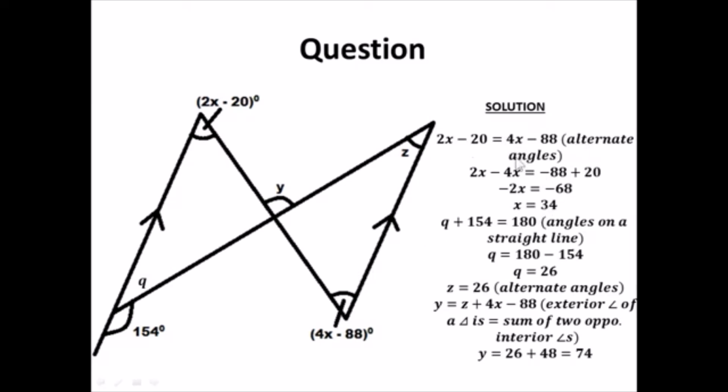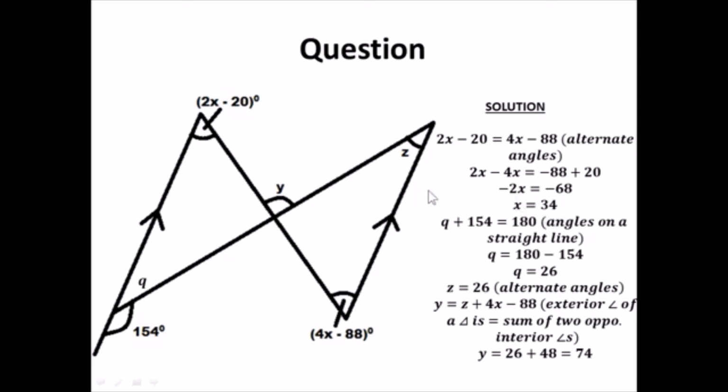Then from there you can collect like terms to find your x. Bring your 4x to this side, you have 2x minus 4x equals minus 88 left at this side. Bring this minus 20 here, it becomes plus 20. So you have 2x minus 4x, that will give us minus 2x equals minus 88 plus 20, that will give us minus 68. And if you divide both sides by minus 2, that will give us x to be 34.